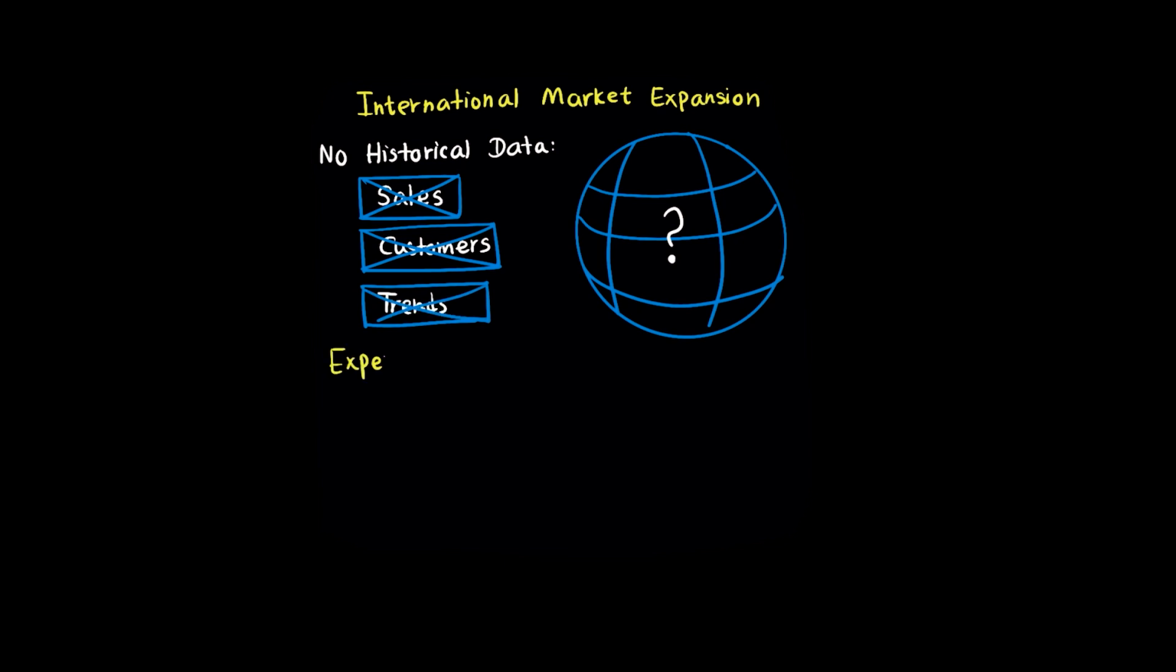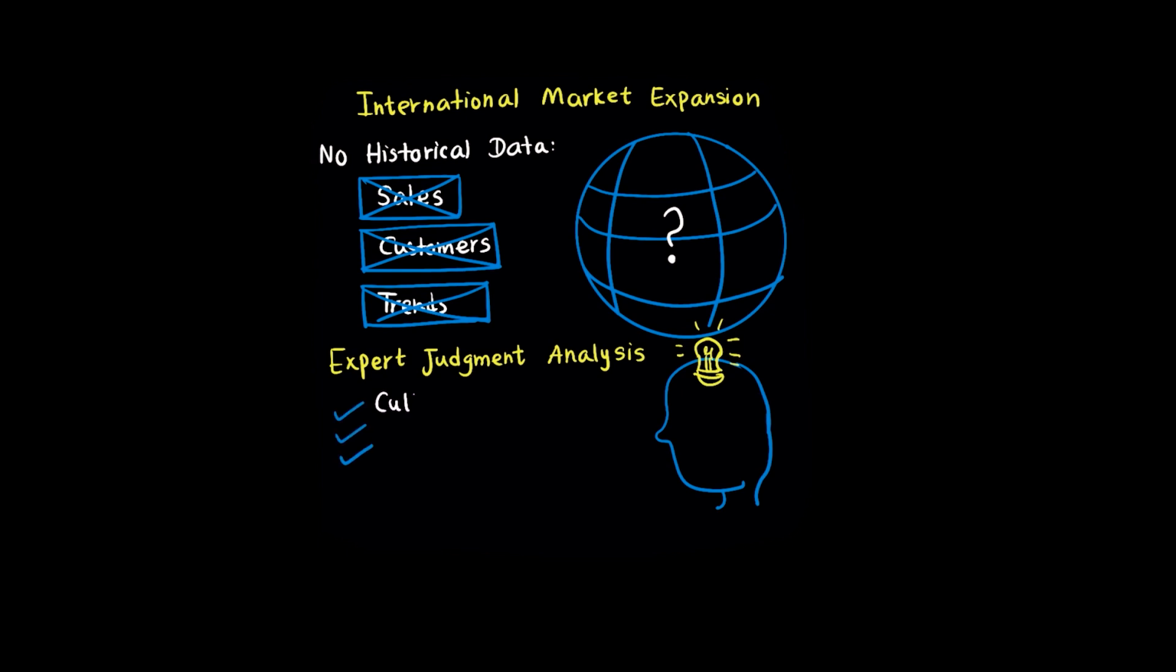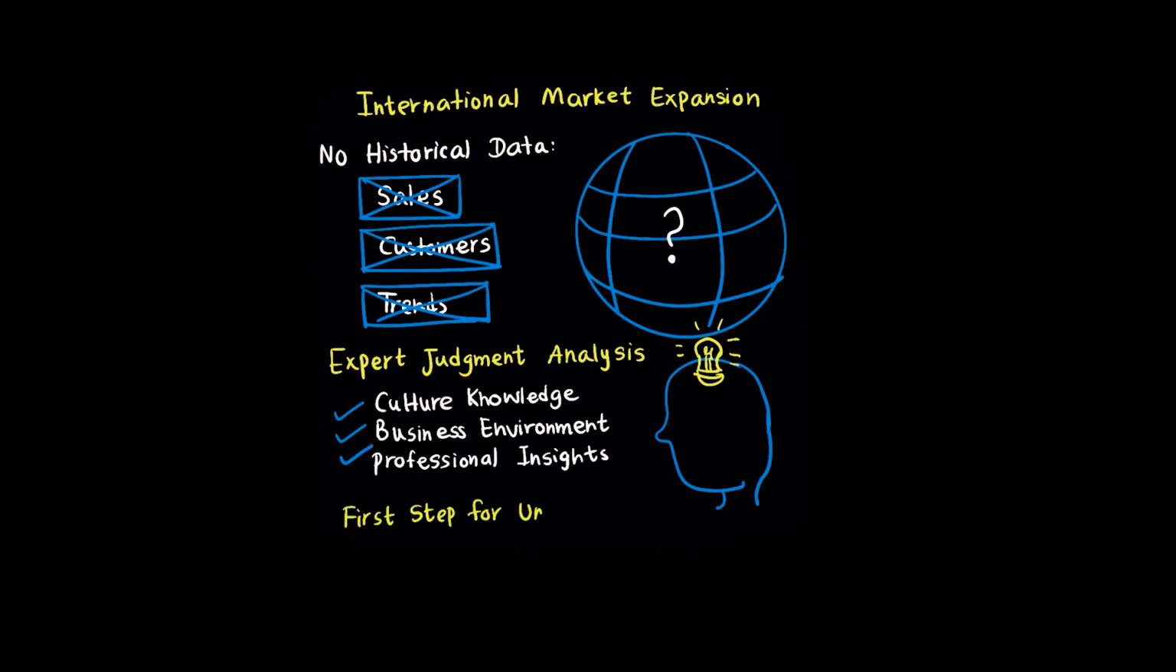Experts who understand the culture, regulations, and business environment can provide insights that no amount of mathematical modeling could generate. Quantitative projections need baseline data that simply doesn't exist yet. Mathematical risk models require numerical inputs we don't have. Statistical calculations need historical frequencies that aren't available. But expert judgment, that's different. It taps into human experience, cultural knowledge, and professional insights about markets.